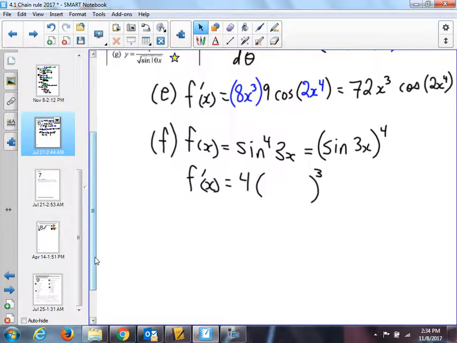What is that little something? Is there something inside the sine? Yeah, there's the 3x.